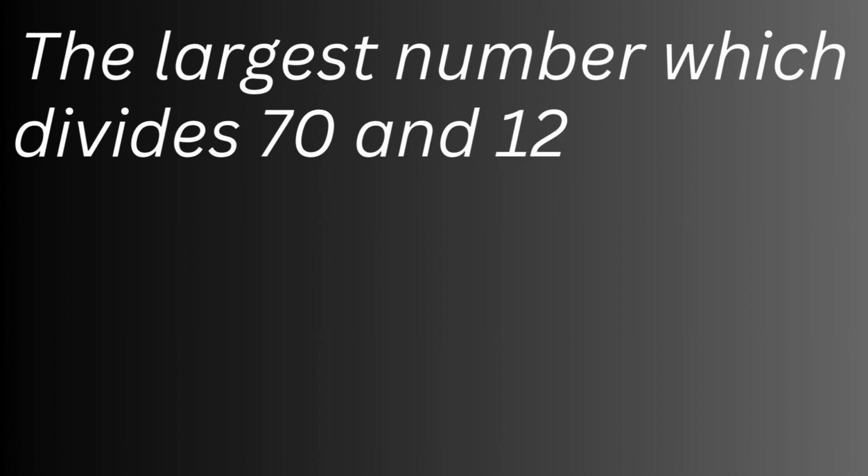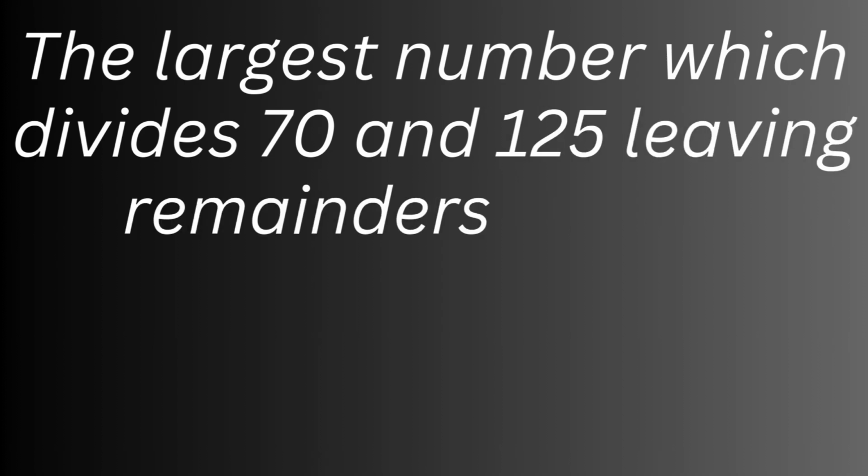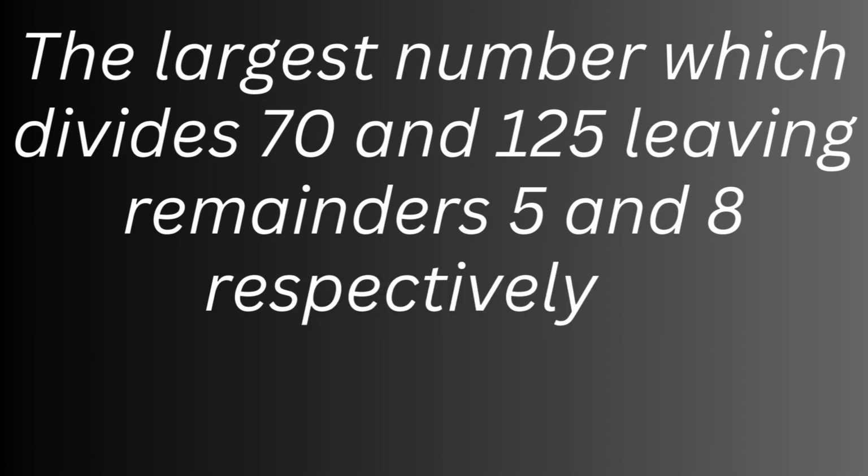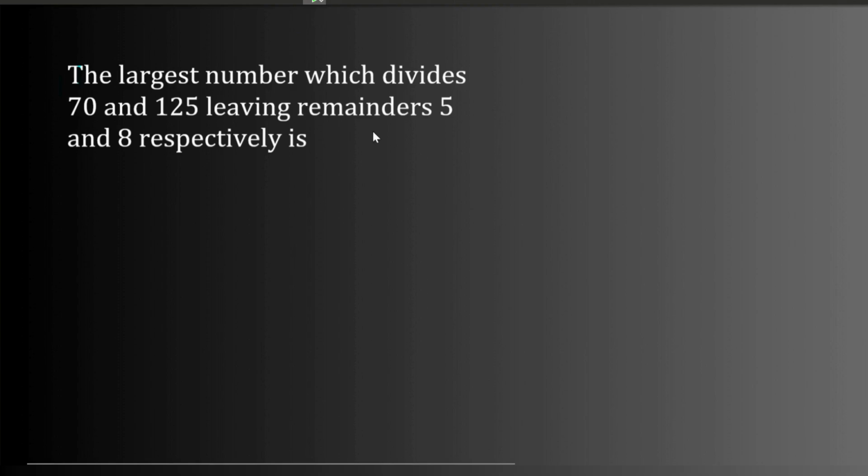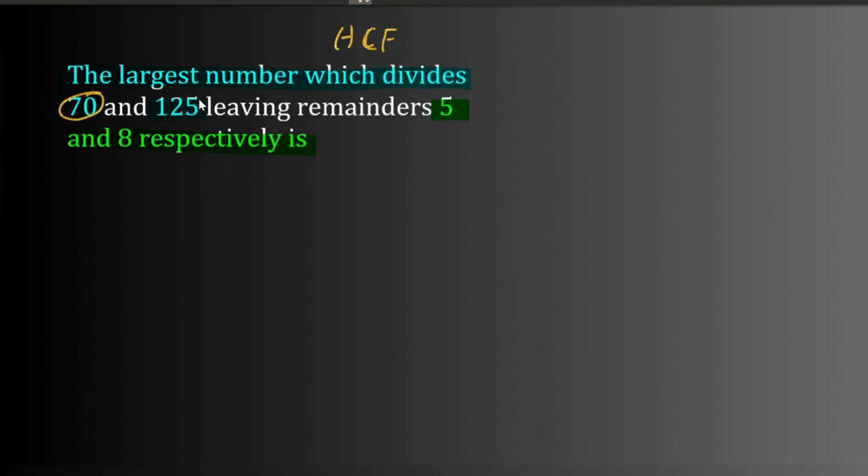In this question, we have to find the largest number which divides 70 and 125, leaving remainders 5 and 8 respectively. Like the previous one, here also we can ignore the remainder. If I read this part, the largest such number which divides 70 and 125 is clearly going to be the HCF, right? The HCF will be one such number leaving no remainder when dividing 70 or maybe 125. But as you can see, it is leaving remainder 5.